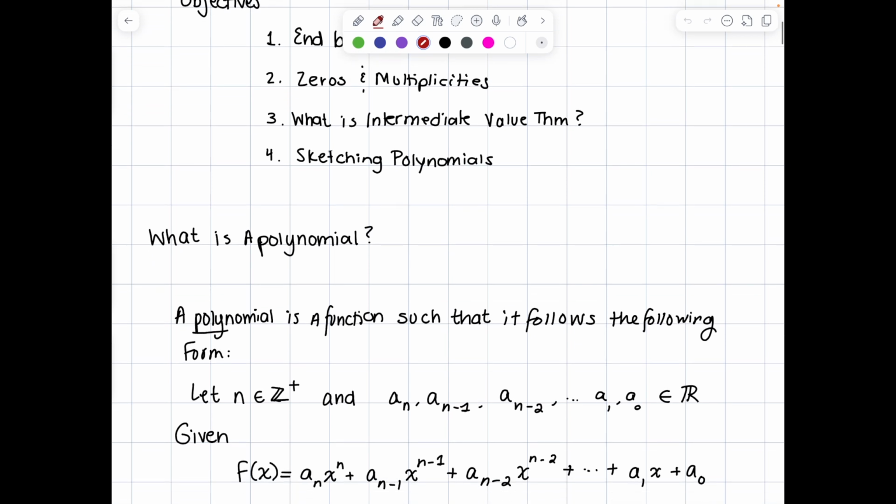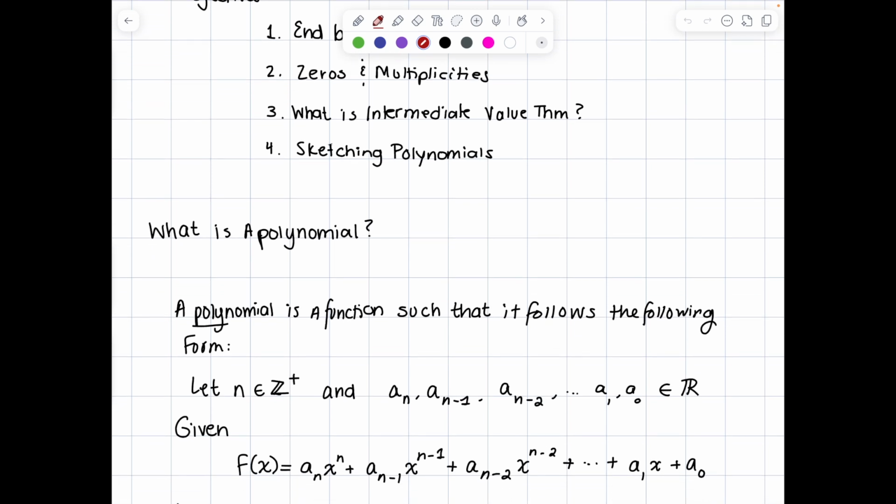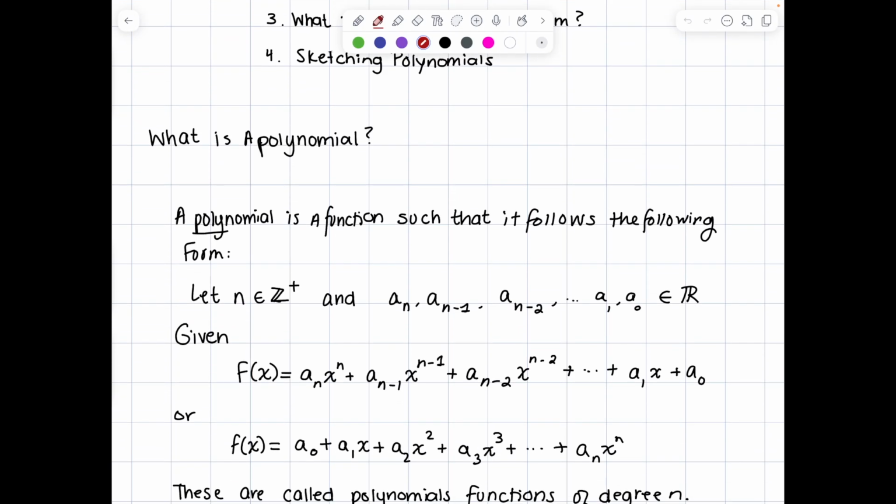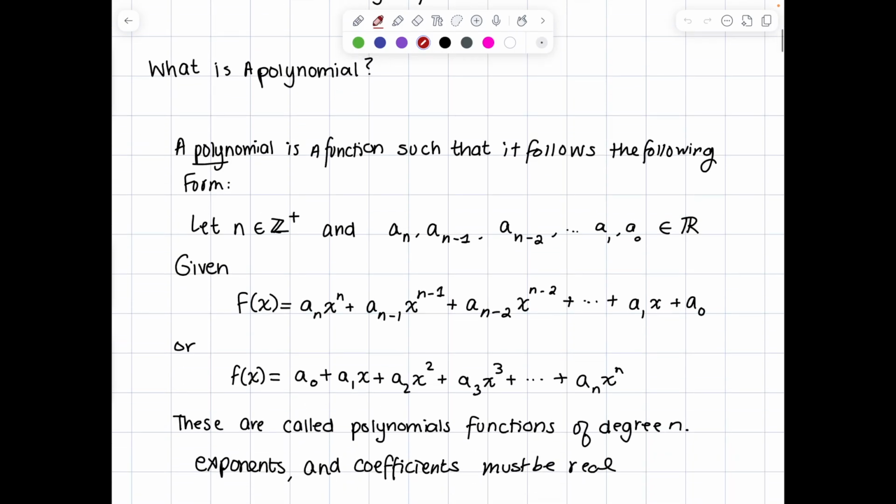different polynomials. So when you start off with polynomials, and poly meaning multiple, it's a function such that it has the following form. All right, and I'm going to break this down. There's a lot of notation and a lot of things that we want to make sure we understand. So n is, so here we are, let n be an element of the positive integers.